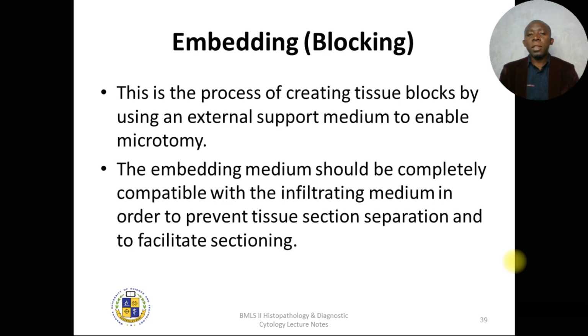And then our very last step in tissue processing is going to be embedding. Embedding, just like I mentioned before, is a process of creating the tissue block by using an external support medium to enable microtomy to take place. So here we need to make a block where the tissue is going to be surrounded by solidified paraffin wax, and this shall be done with the aid of a mold. Molds are of different types and shapes, but we shall look at them in detail when we look at embedding specifically.